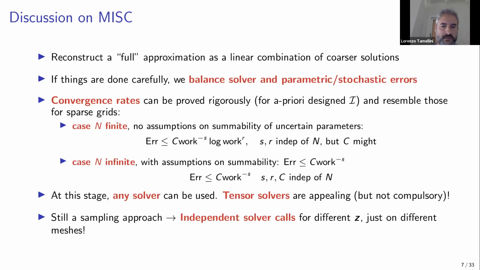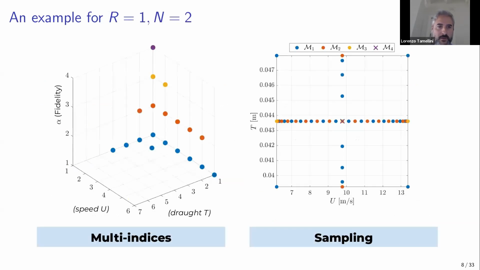And at the end of the day, this is just a sampling approach. So even if you're completely lost in the details here, just suffice to say that at the end of the day, you have a list of PDEs that you need to solve for different values of the uncertain parameters. Some of these PDE solvers will be done on a certain mesh, some on another mesh, and the algorithm gives you which mesh for which parameters. So you can just run all the solvers independently and then put everything together.